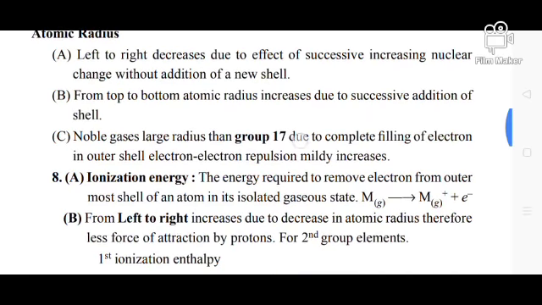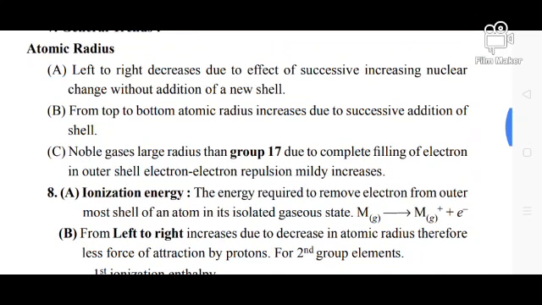Okay, so from top to bottom, the atomic radius increases. Why? Due to the successive addition of shells. What is the meaning of successive addition of shells? From top to bottom, new shells are added. So what is happening with the new shells? The shielding effect of the new shells shields the nuclear charge. So the atomic size goes on increasing.